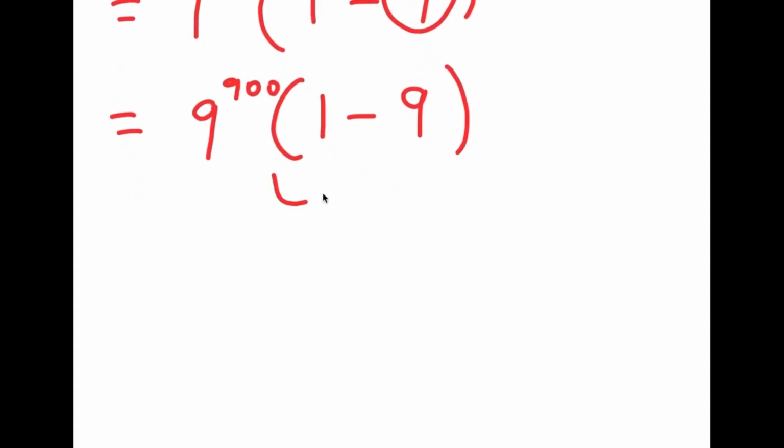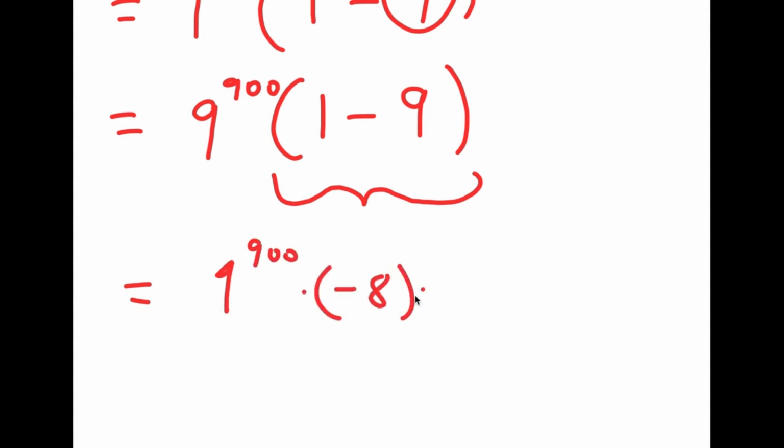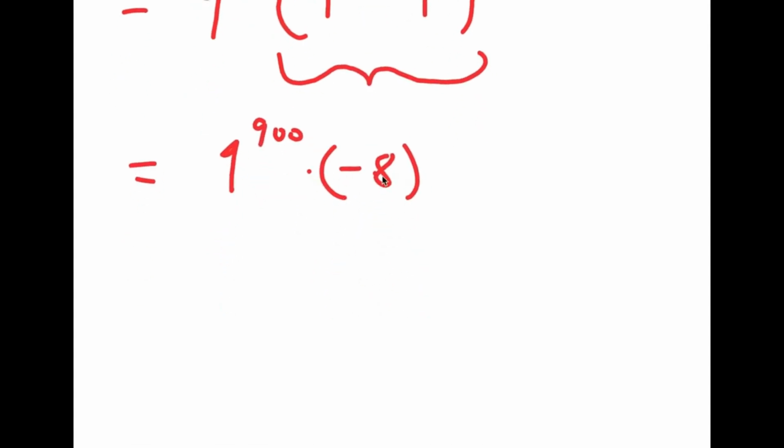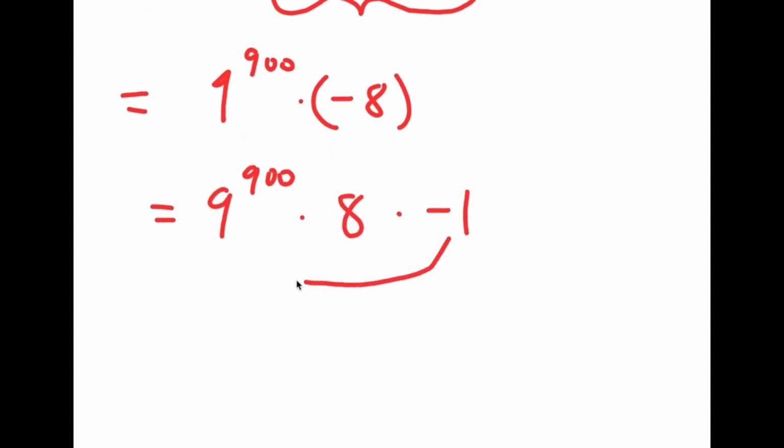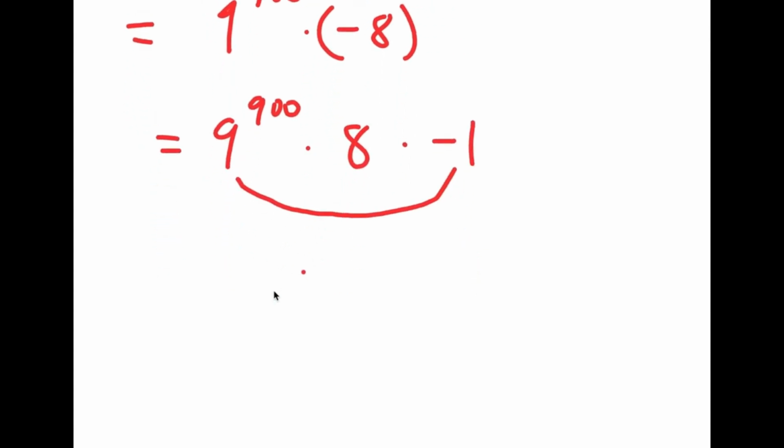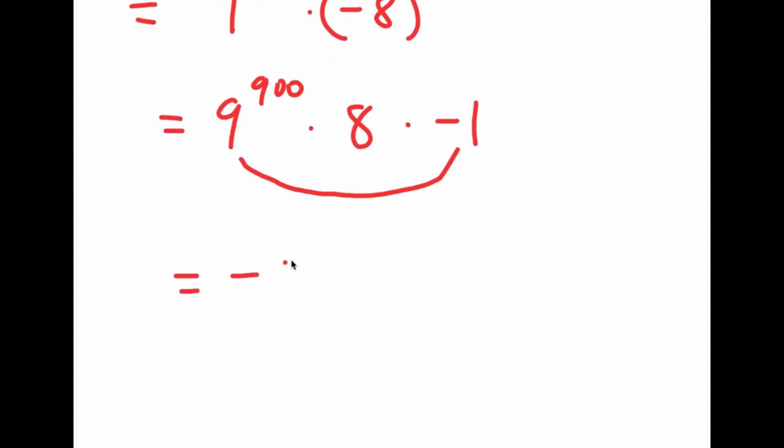Now from here, I'm going to simplify what's in my parentheses. 1 minus 9 is negative 8, so I have 9 to the power of 900 times negative 8. And I can rewrite negative 8 as 8 times negative 1. Now I'm going to multiply negative 1 with 9 to the power of 900. So I get negative 9 to the power of 900 times 8.